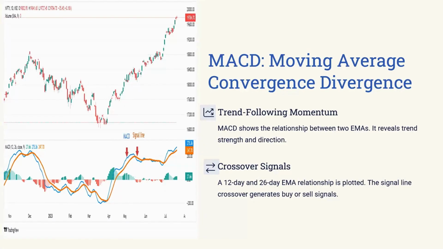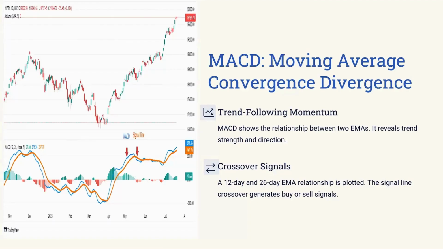MACD is a versatile and widely used trend following momentum indicator developed by Gerald Appel. It reveals the relation between two moving averages of an asset price, providing insights into trend strength, direction, and potential reversal. MACD is unique because it combines aspects of both trend following and momentum indicators, making it a powerful tool for various trading styles.